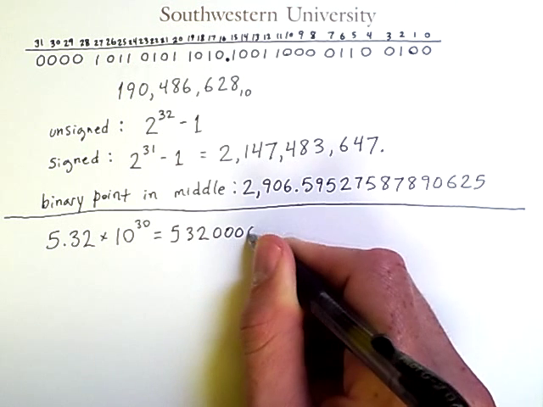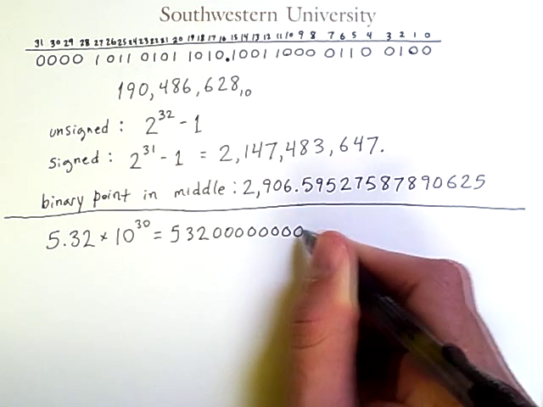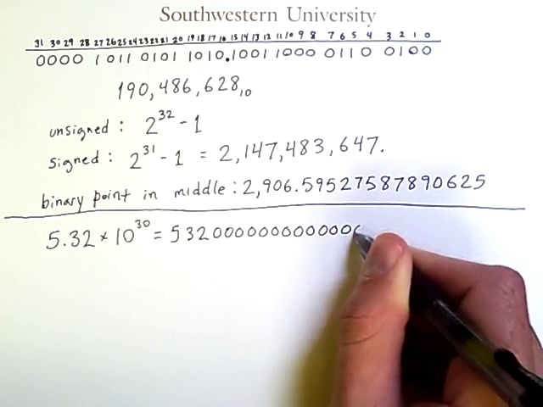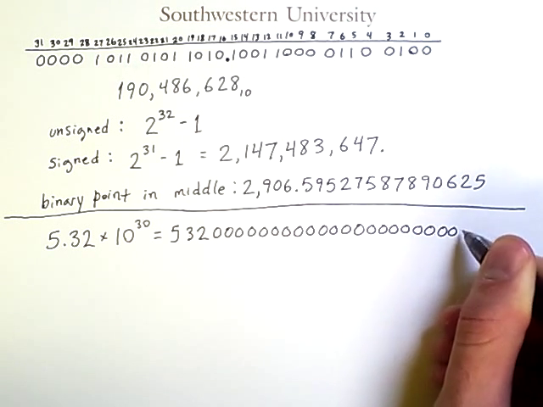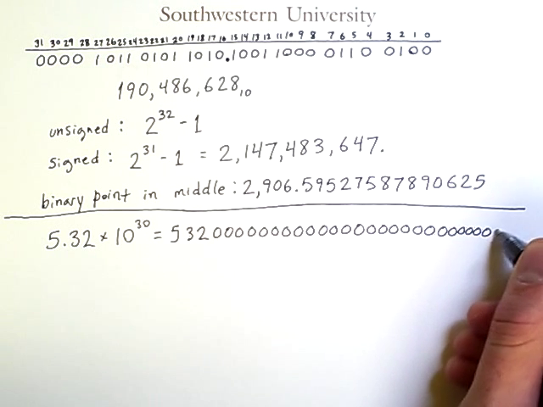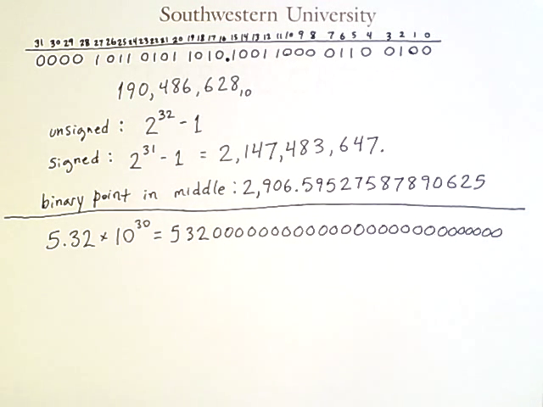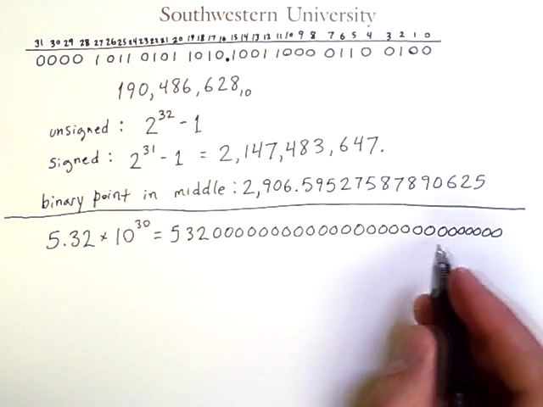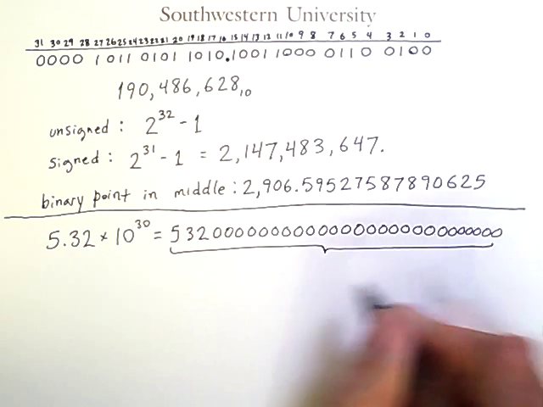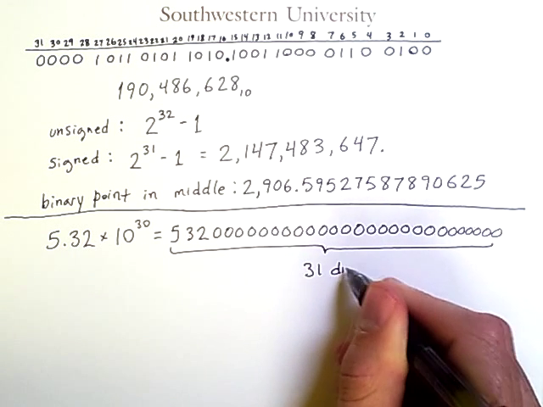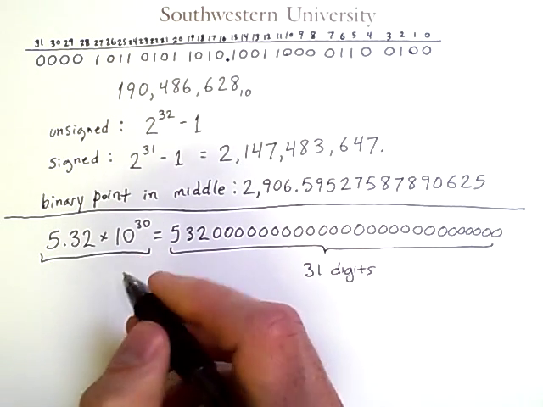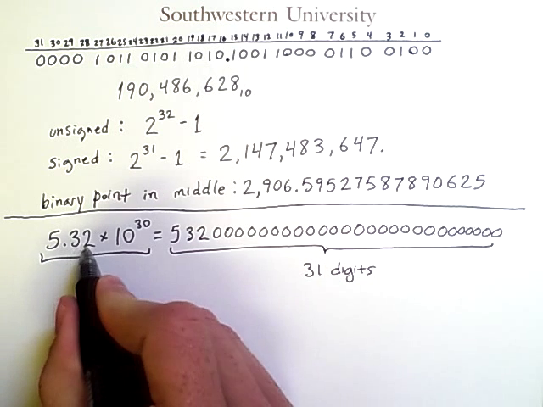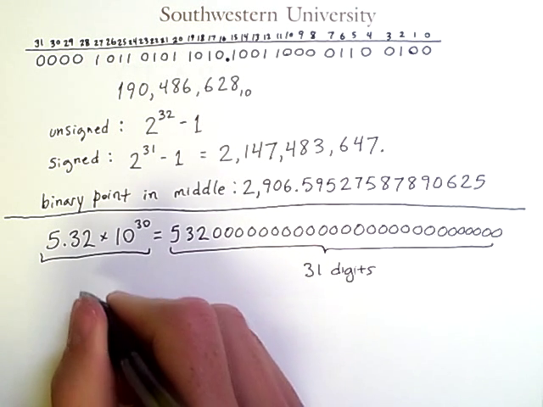3, 4, 5, 6, 7, 8, 9, 10, 11, 12, 13, 14, 15, 16, 17, 18, 19, 20, 21, 22, 23, 24, 25, 26, 27, 28. So that's a long number. In this form, it takes 31 digits. But in this form, it only takes 1, 2, 3, 4, 5, 6, 7 digits.